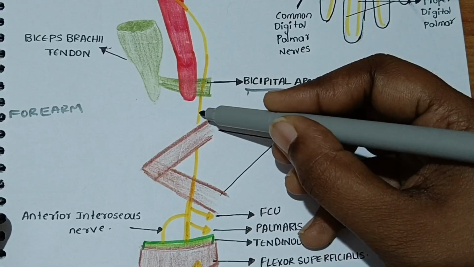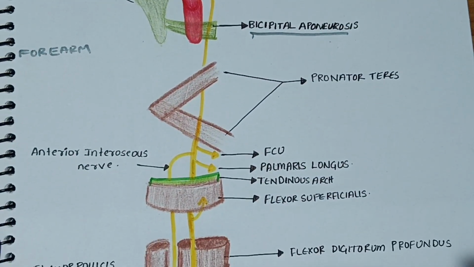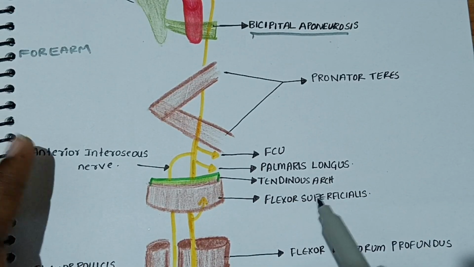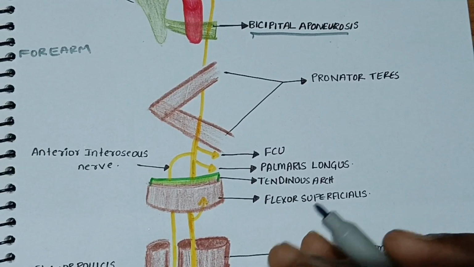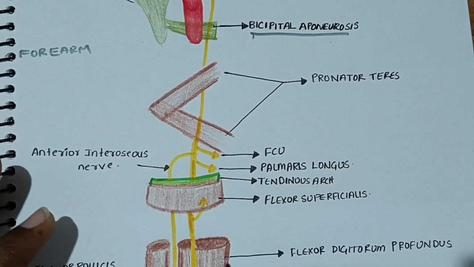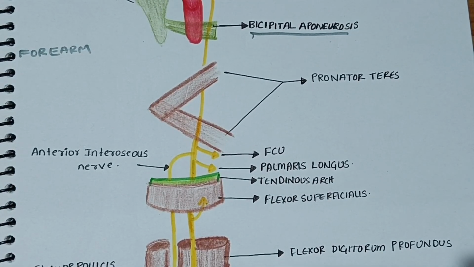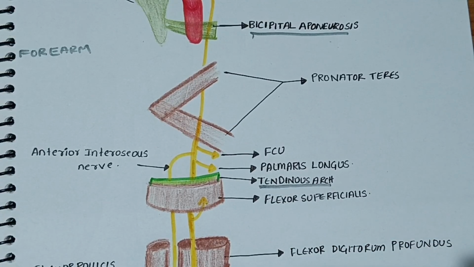Yes, it is going to cross between the two heads of pronator teres and enter through the flexor superficialis muscle, which it is going to supply. Before entering into the flexor superficialis muscle, it is going to give a branch, the anterior interosseous nerve, before entering into the tendinous arch of flexor superficialis muscle.